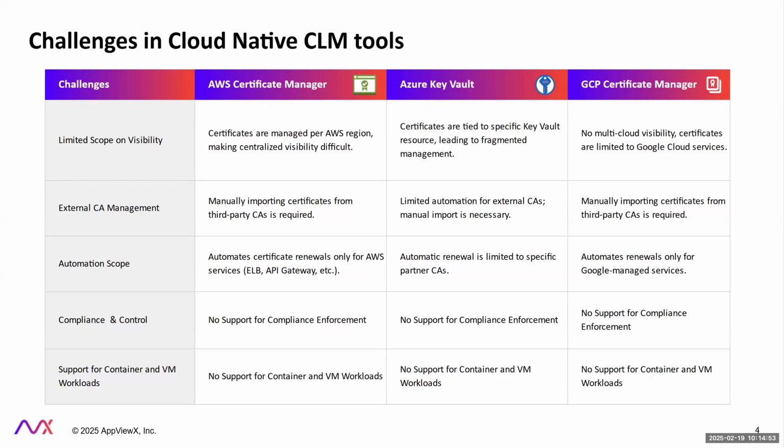To summarize, the cloud native tools fall short in five key areas: limited visibility, external CA integration challenges, the lack of automation, compliance gaps, and no support for modern workloads, right? While these tools may work well within their own cloud environments, they are not designed for enterprises operating in a hybrid or multi-cloud ecosystem. So the big question is, how can organizations overcome these challenges and achieve seamless, automated, secure certificate lifecycle management across AWS, Key Vault, and GCP?